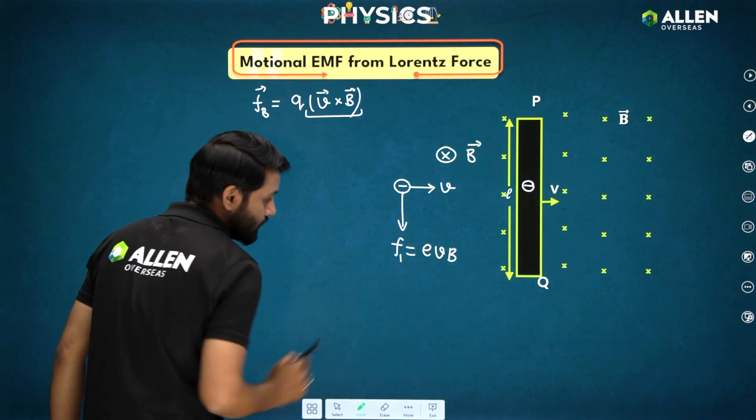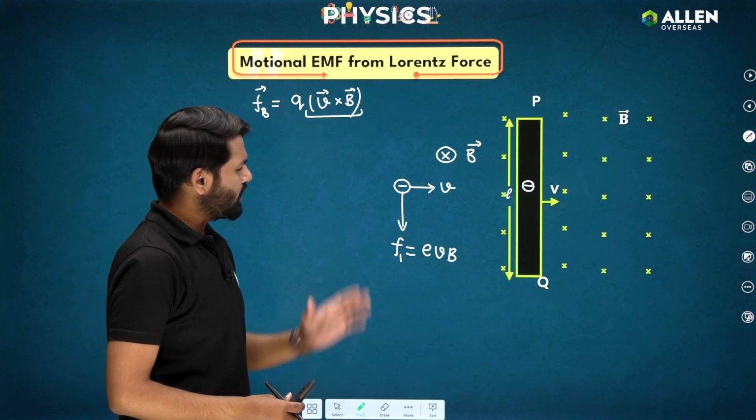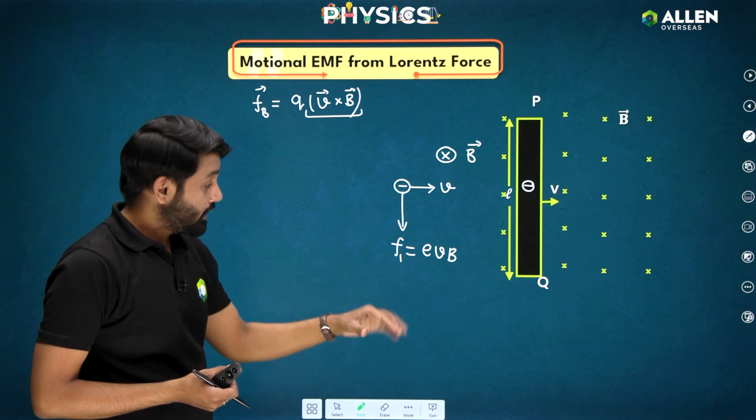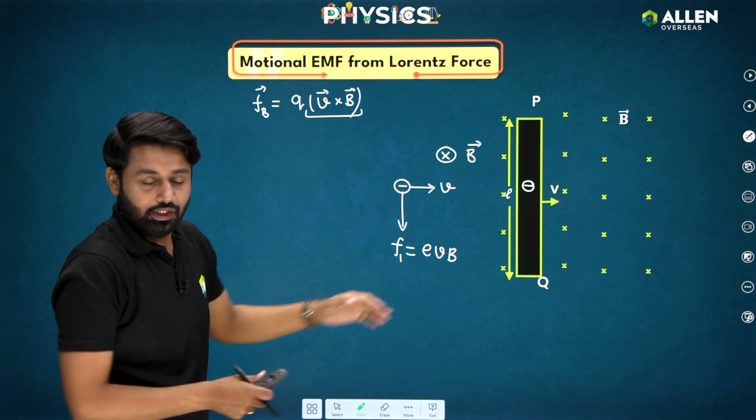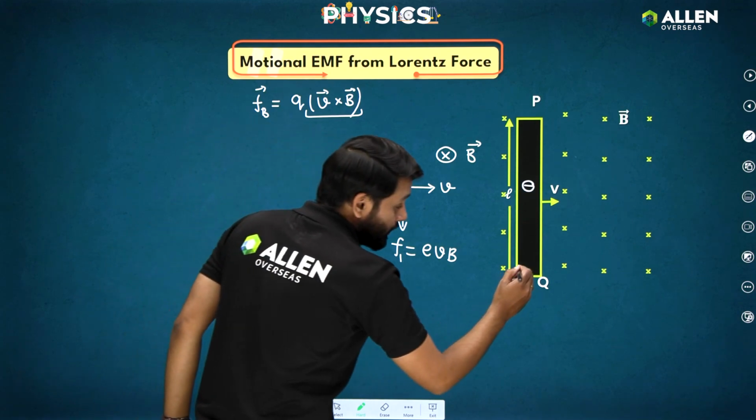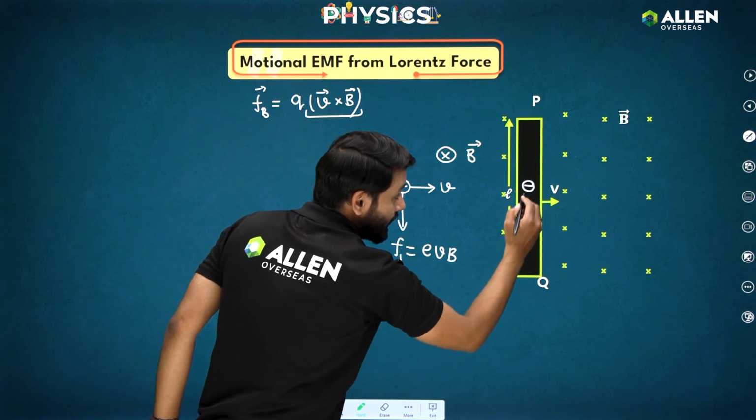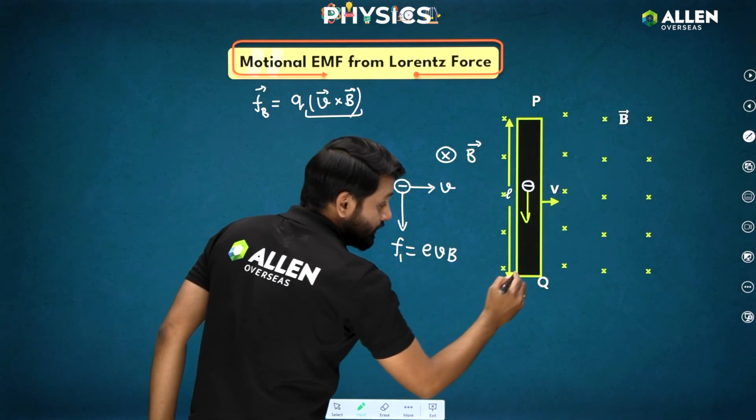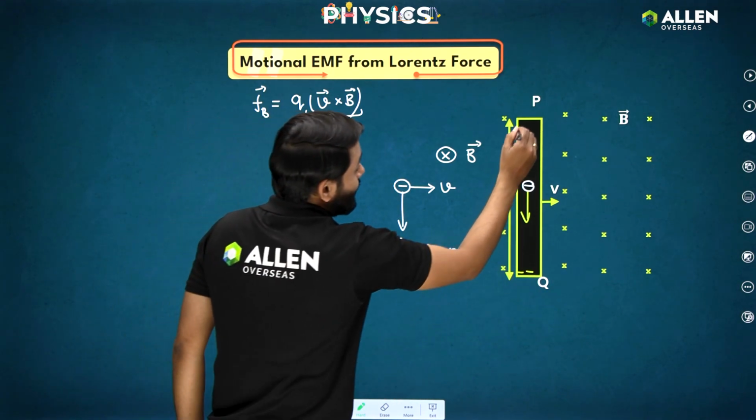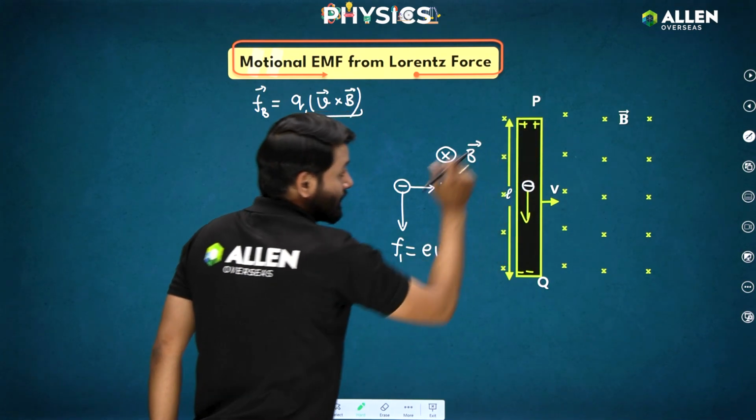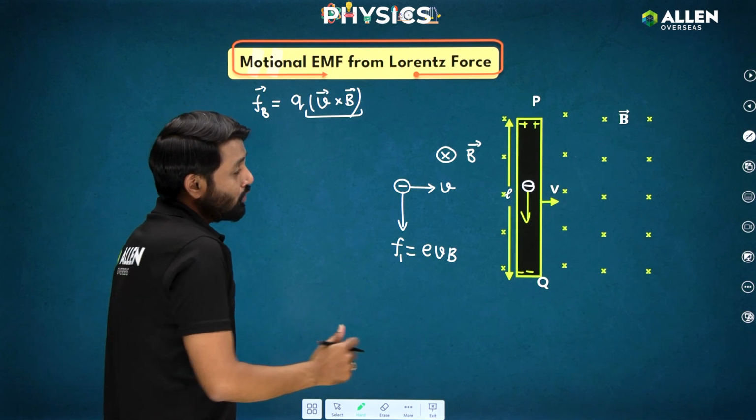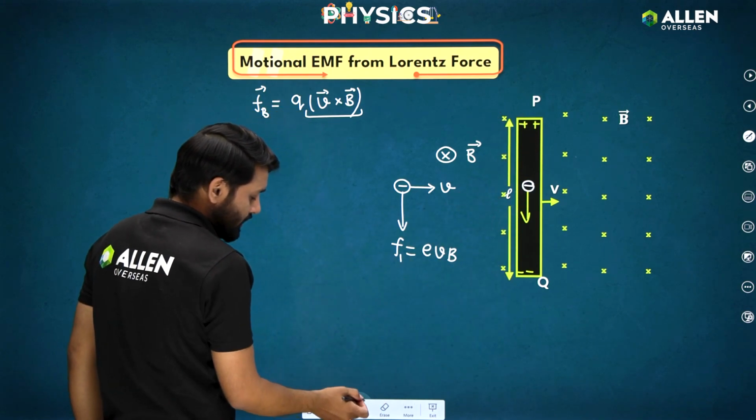I am giving this force the name F1. You can say, sir, on the electron force is acting in this direction. So what will happen? These electrons will move in the downward direction. So if electrons are moving downward, this end of the rod will acquire negative charge, and this end will acquire positive charge. So charges will be induced. Is that clear, students?